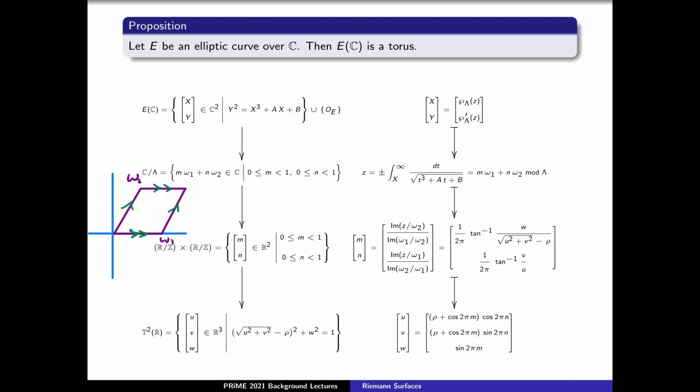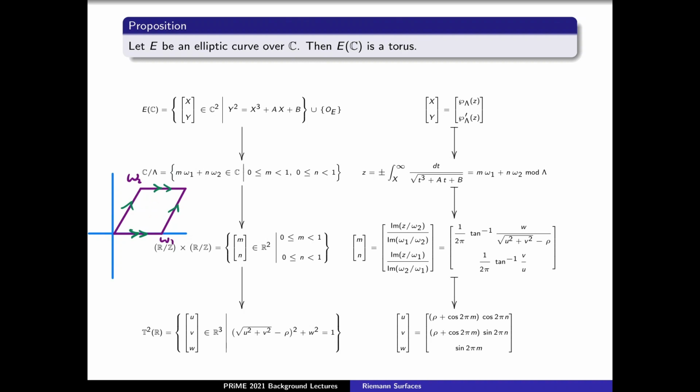And now, under this identification, if we plug in (0, 0), we would get back just the origin. If we wanted to get a point in the middle, we can take, say, 1/2 times omega 1, and that will get us over to this point here, and then take 1/2 n omega 2, which will make us go up just half the length of omega 2. And then this point over here will correspond to 1/2 omega 1 plus 1/2 omega 2.